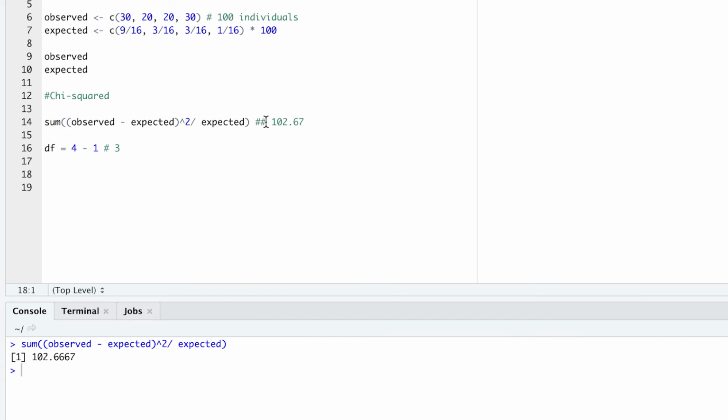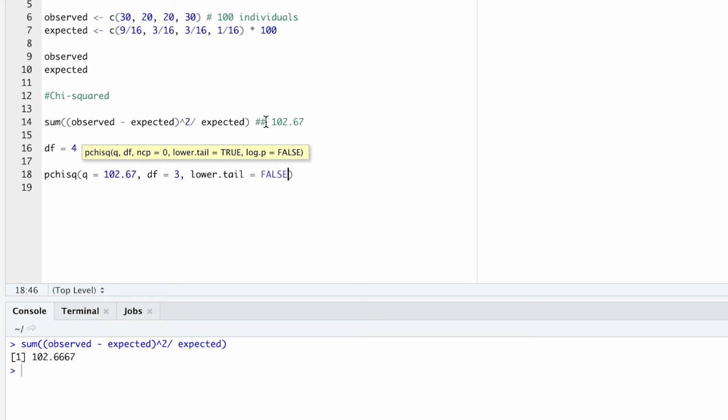It's simple. All we need to do is use the pchisq function. q equals our chi-square value, which is 102.67, and our degrees of freedom equals 3. We also want to make sure this is a one-tailed test, so lower.tail equals FALSE.